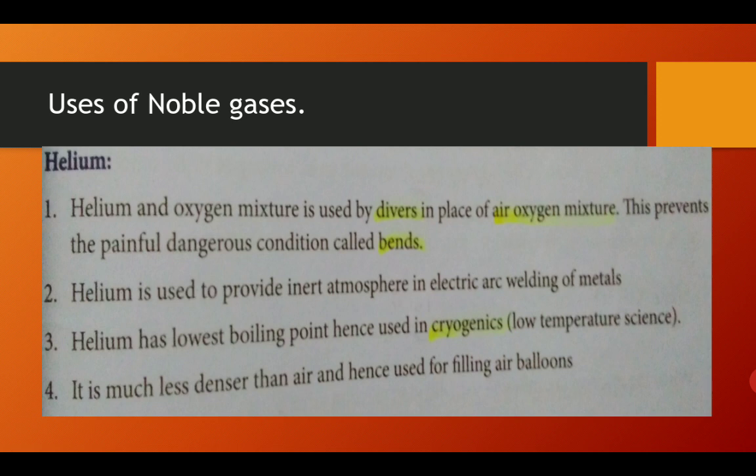Second use, helium is used to provide inert atmosphere in electric arc welding of metals. And then again, helium has the lowest boiling point, hence it is also used in cryogenic, that is low temperature science, cryogenic engines of rocket. It is also much less dense than air and hence used for filling air balloons.